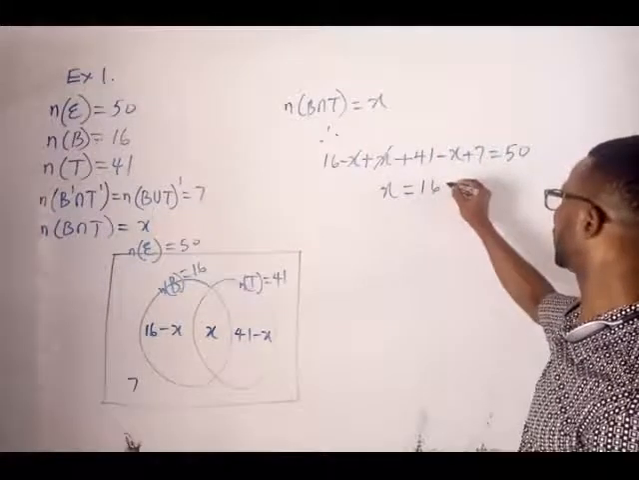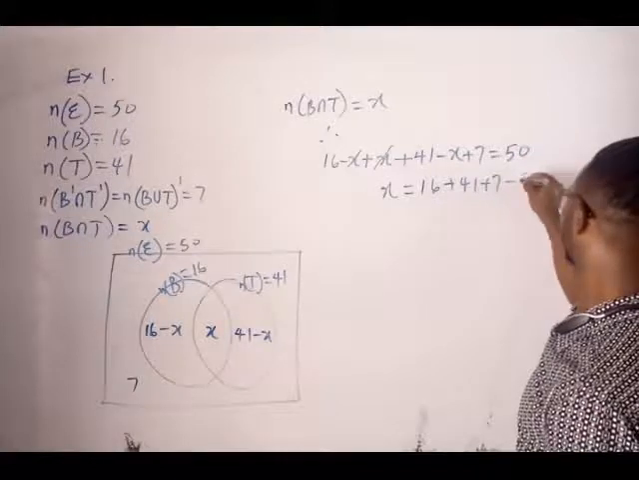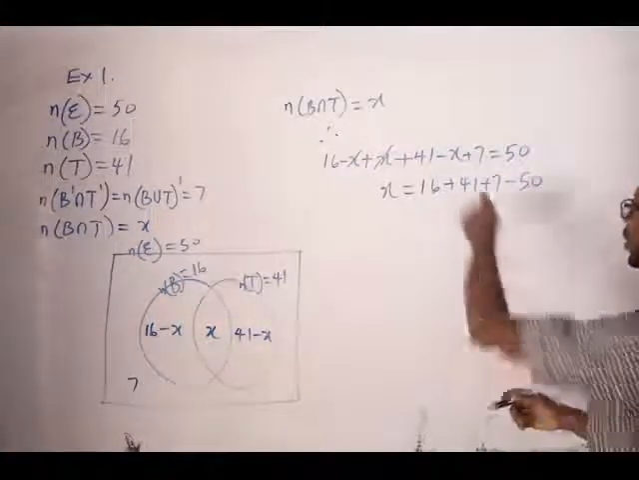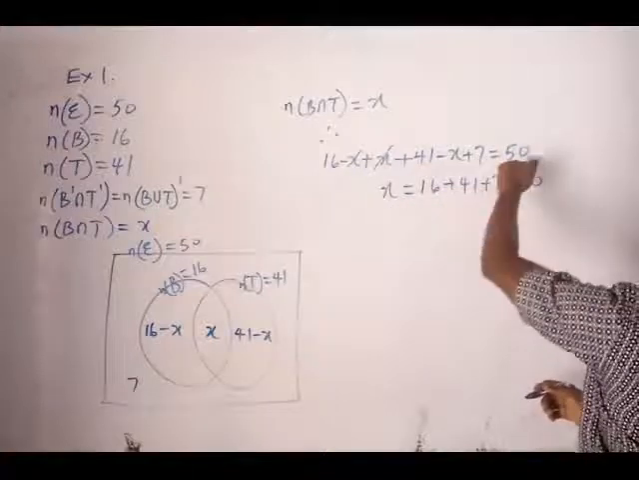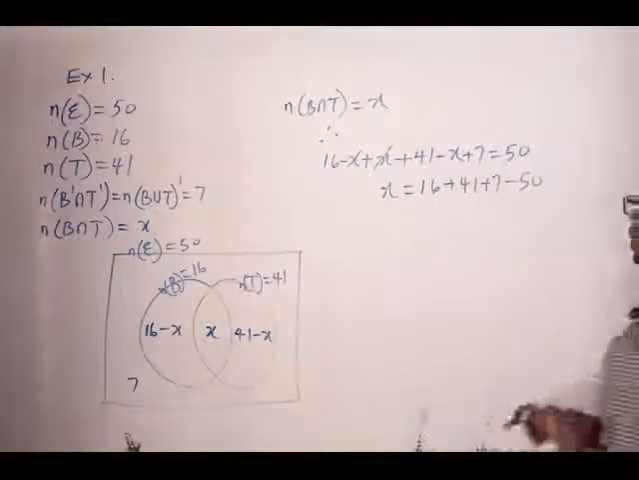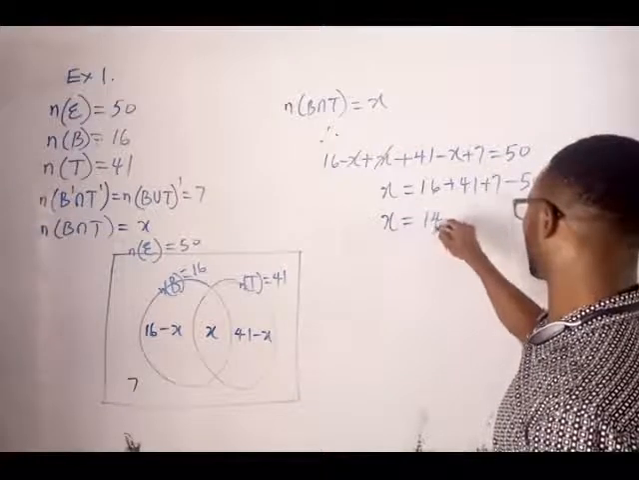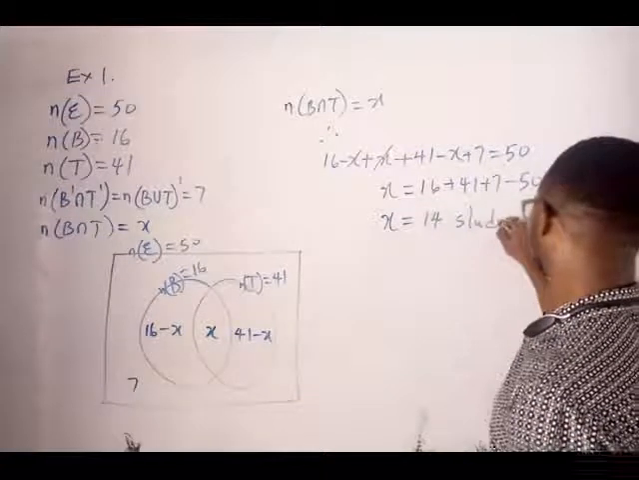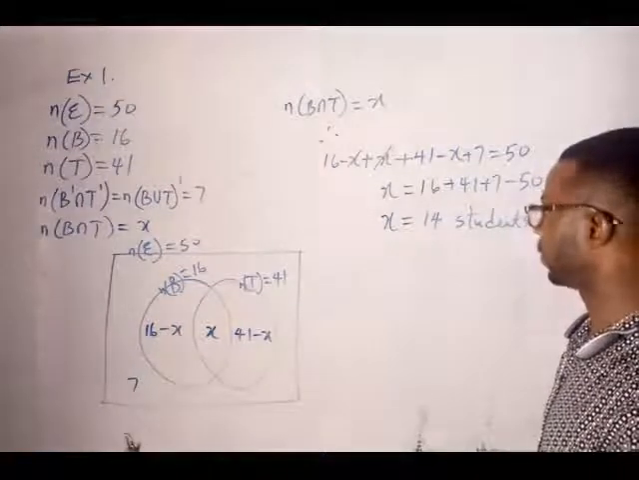We have 16 plus 41 plus 7 minus 50. Here's what I did. This is a negative value. I move it here, it becomes positive. And I move this one too to the other side, it becomes negative. So when you solve for this, you should have 14 students. 14 students. And that's how to solve this.